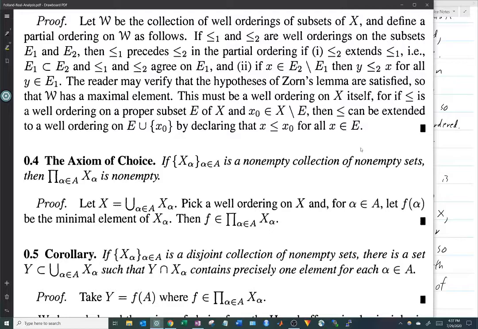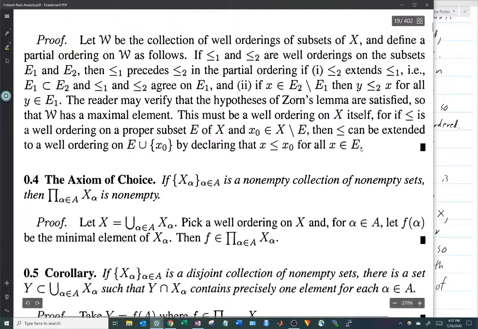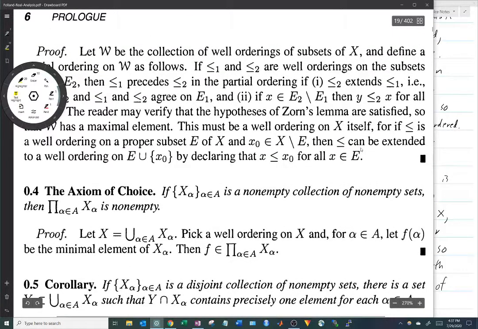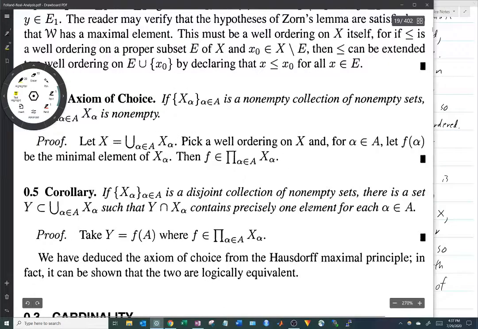Okay, so what do we have? Let's just write this out. We have the Hausdorff maximal principle implies and is implied by Zorn's lemma, so they're equivalent. Zorn's lemma implies the well-ordering principle. The well-ordering principle implies the axiom of choice. Okay, so now we have deduced the axiom of choice from the Hausdorff maximal principle.